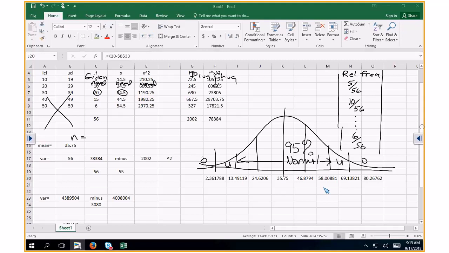And what's 5 over 56? Somebody give me 2 decimal places. 0.09, which is 9 what? Percent. And what's 10 over 56? 0.18. So that's 18%.